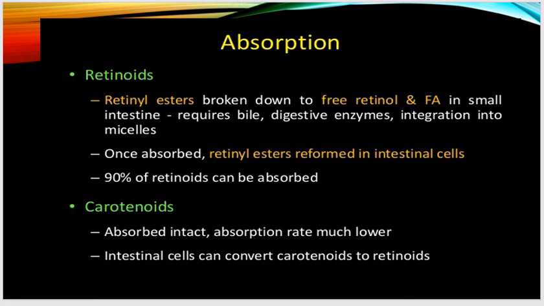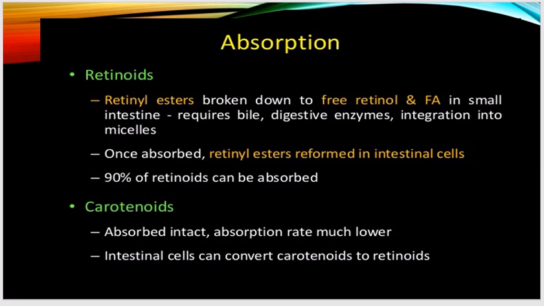Now we'll discuss the absorption, storage, transport, and excretion of vitamin A. So, starting with the absorption of vitamin A, the retinoids are absorbed in this fashion: the retinyl esters are broken down into free retinol and fatty acids in the small intestine in the presence of bile and different digestive enzymes. They integrate into the micelles and get absorbed into the lumen of the intestines.